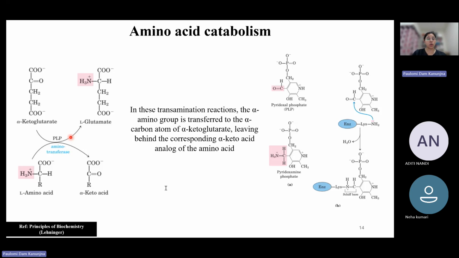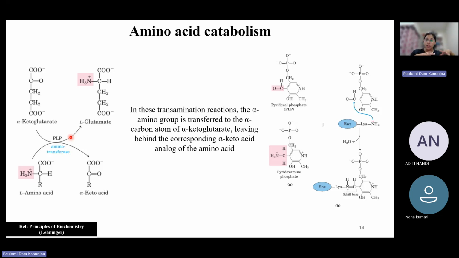transamination is also called amino transfer, or aminotransferases are also called transaminases, right? So these both are the same term. Now these aminotransferases have this prosthetic group called PLP, as you can see on the slide, which is called pyridoxal phosphate. This coenzyme form is of pyridoxine form, or it is from vitamin B6. So this pyridoxal phosphate functions as an intermediate carrier of amino group.